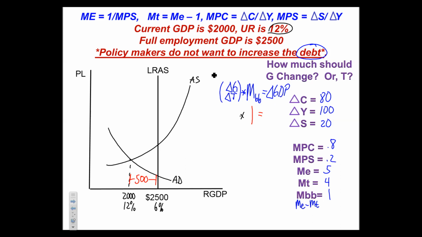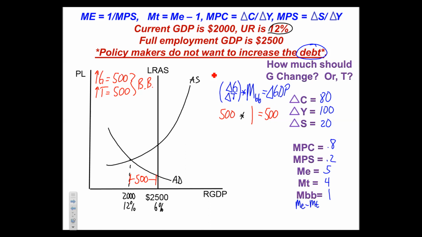What times 1 will close a $500 gap? Oh, you say 500. There you go. So what that means is we have to increase government spending by 500. So let's write that down. We're going to increase government spending by 500. In order to pay for that, we have to raise taxes by 500. That's what gives us a balanced budget. That creates the balanced budget, meaning we will not increase our debt.